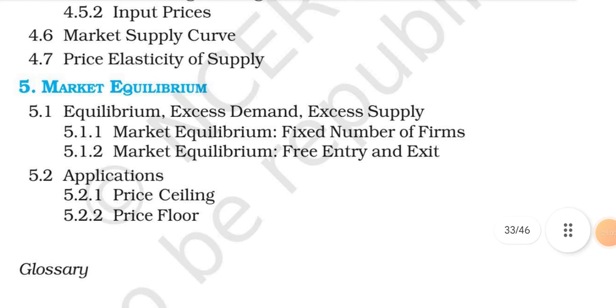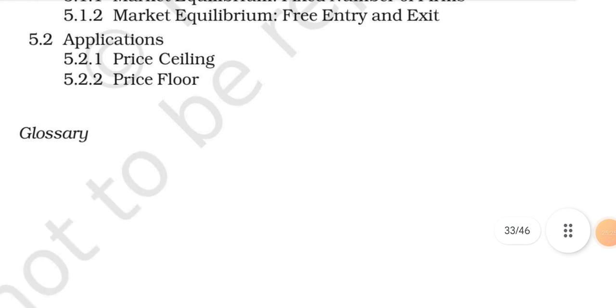5. Market equilibrium. 5.1 Equilibrium, excess demand, excess supply. 5.1.1 Market equilibrium: fixed number of firms. 5.1.2 Market equilibrium: free entry and exit. 5.2 Applications. 5.2.1 Price ceiling. 5.2.2 Price floor. Glossary.